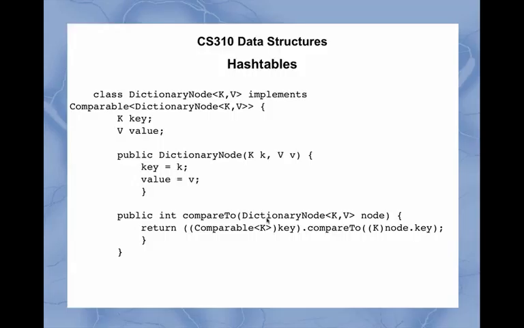So notice we have DictionaryNode implements Comparable, and what we're comparing are dictionary nodes. This is important. It's true that we're using the keys for comparisons in hash tables. However, we want to be able to compare one dictionary node to another dictionary node. And so we write the compareTo method here, and this compareTo method merely calls the compareTo method on the key class to do the comparisons. So this allows us to compare instances of DictionaryNode, and it does so by using the key.